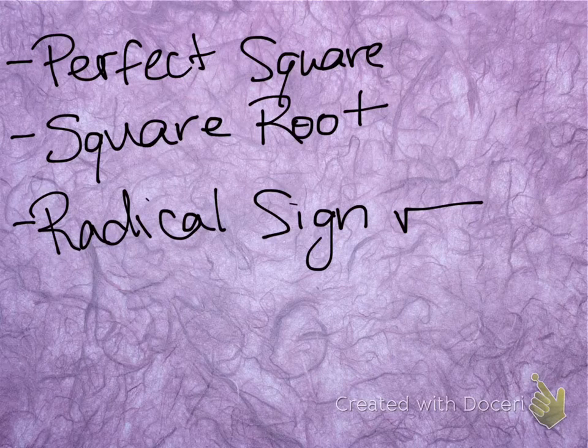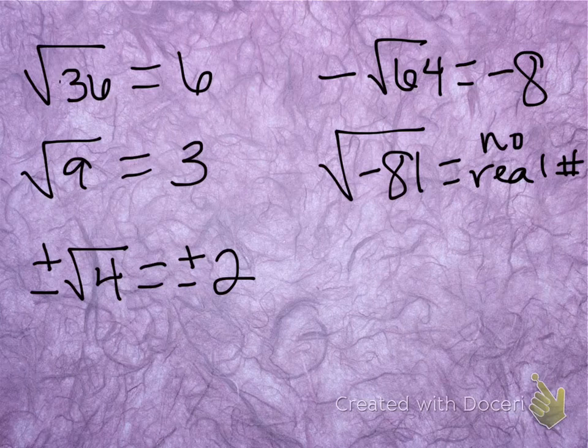Some examples: if we have a perfect square such as 36, and we try to take the square root of it, we need to find out what number times itself gives you 36. So 6 times 6 is 36. The answer to the square root is 6. Another example, the square root of 9. What do we multiply by itself to get 9? 3. So the square root of 9 equals 3.